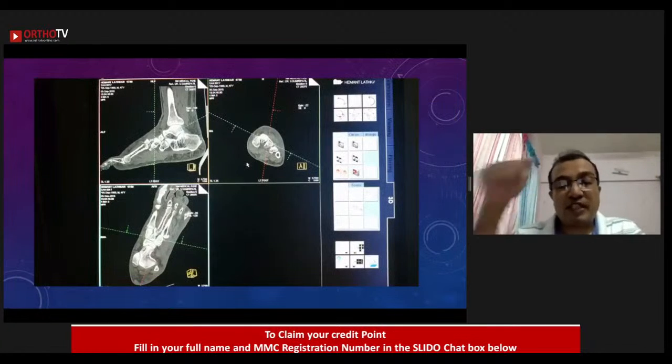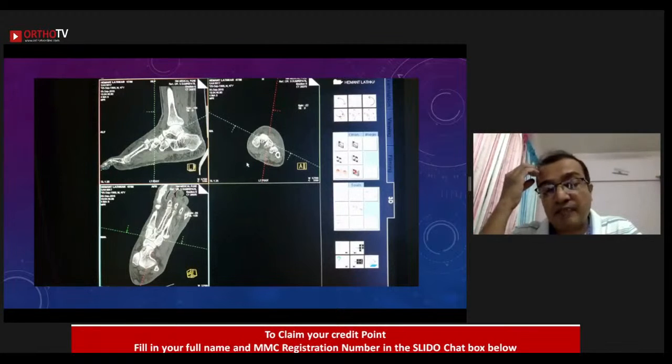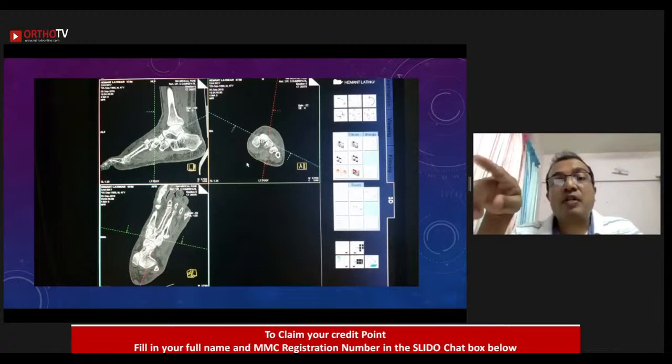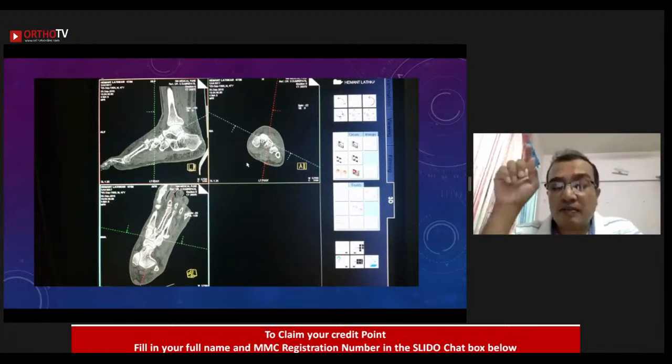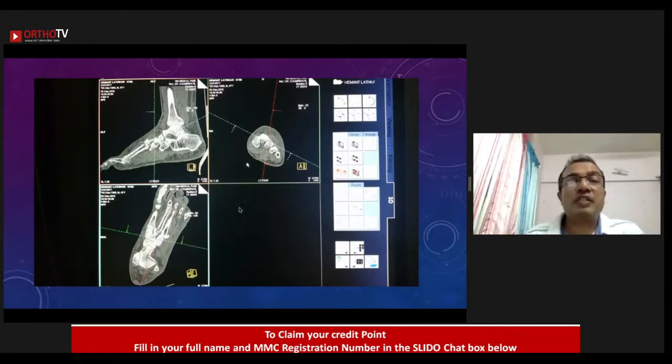One word about CT scan, because nobody is covering CT scan. Read your CT scan in your console yourself. Don't read the films. Why? Because again, there are chances that you will miss it, because every joint has a different orientation. Midfoot has this orientation, ankle has this orientation, while your CT scan technician will always pass on the orientation of ankle to midfoot to calcaneum and this way. So that will not give you correct information.